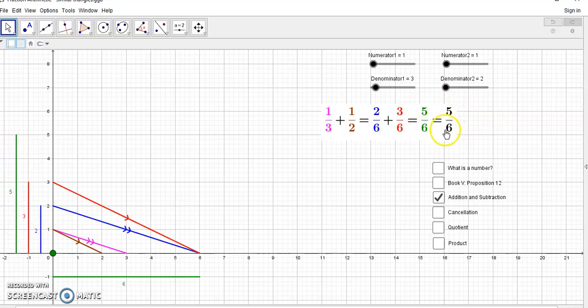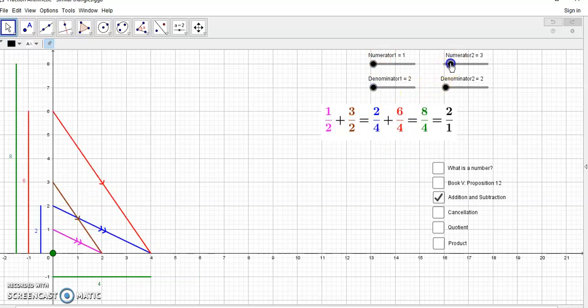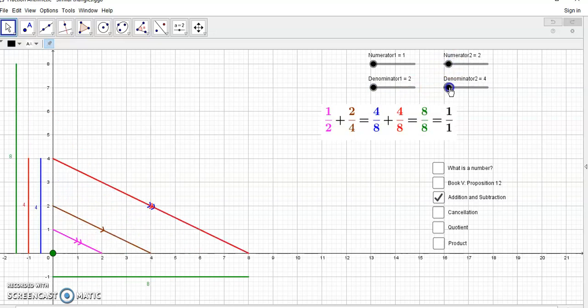I've put an extra value on the side here in case it can be reduced. In this case, 5 and 6 are relatively prime and they cannot be reduced. But if I had something like a half, let's just put a half here, and let's say 2/4, then a half plus 2/4 is really 1, isn't it? So it's 8/8, and these have a common denominator, which is 8, and so the answer is 1.